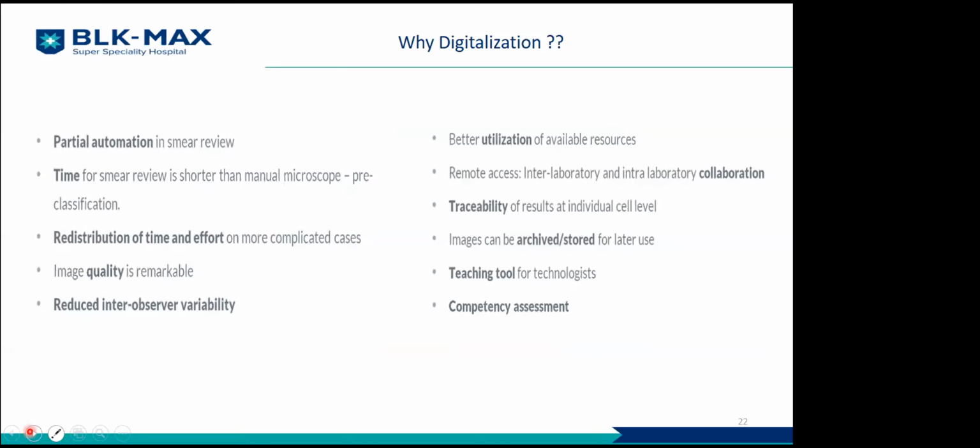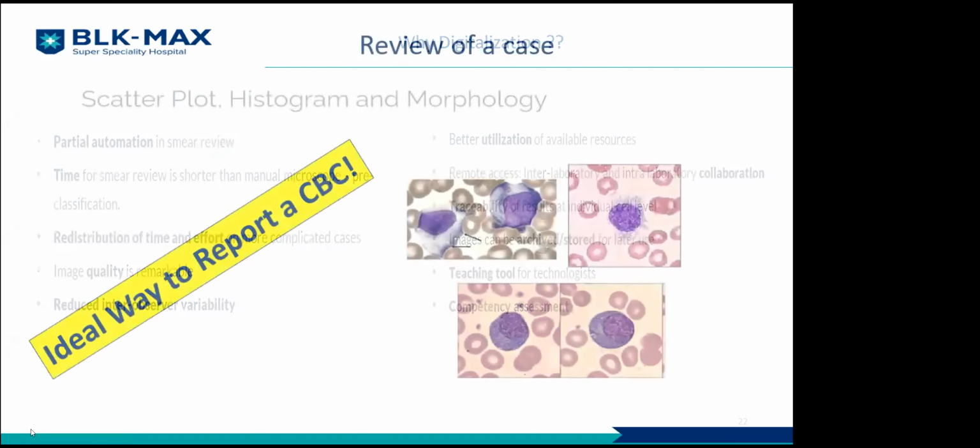And of course, you can also use it for many other things, like having better utilization of resources. There can be traceability. You can archive the images. And of course, we can have it as a teaching tool and competency assessment, which is so important today when we are talking about accreditation purposes.